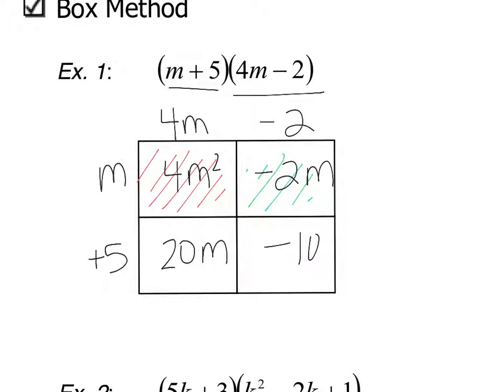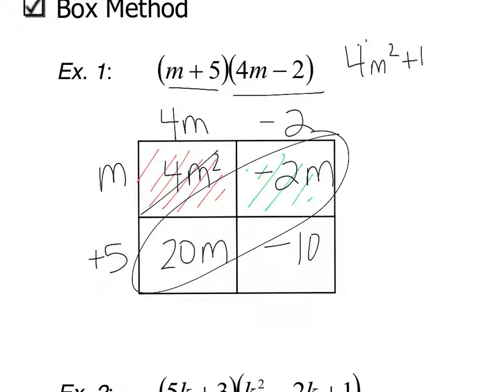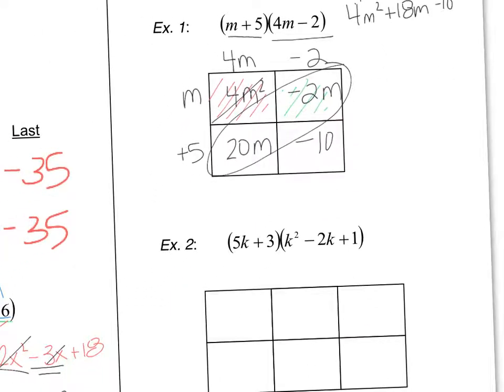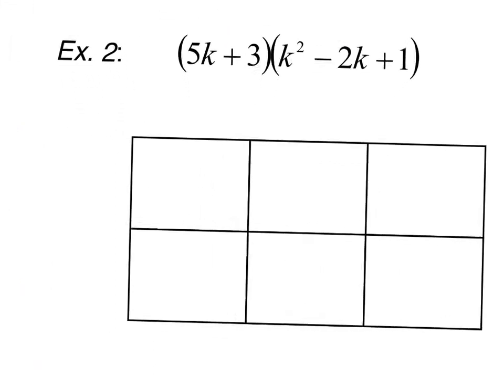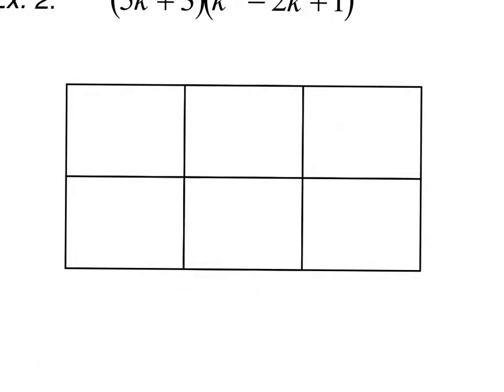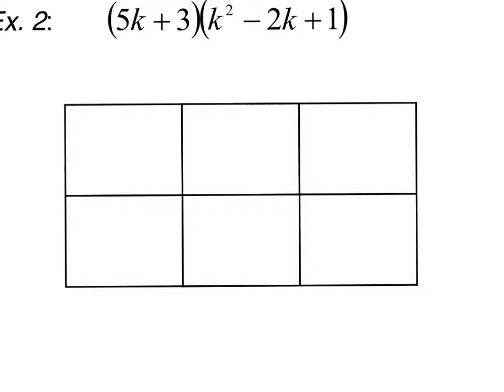So writing it from least to greatest, I have 4m squared. These two add up to 18m. And then minus 10. Now you can also do a box with a binomial and a trinomial. So this box is already set up for you. So I'm going to write 5k plus 3 and then k squared negative 2k positive 1.